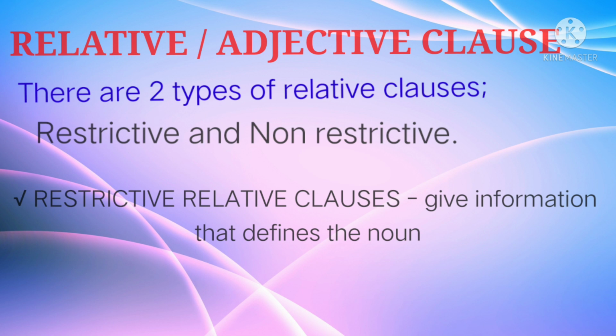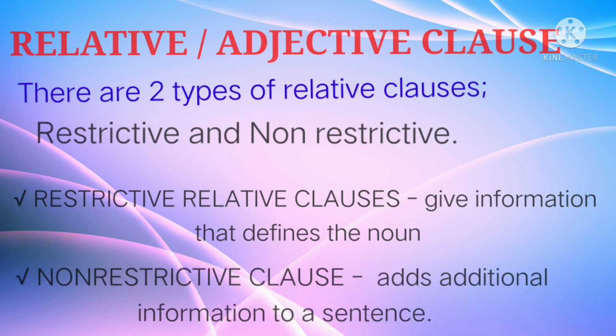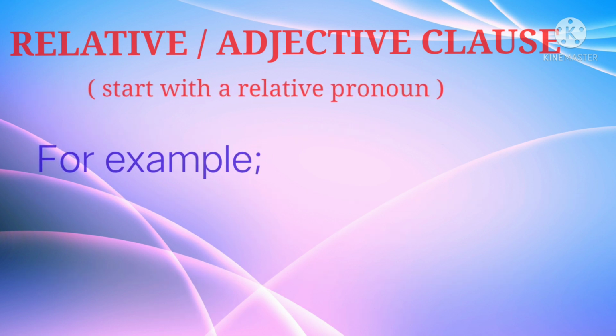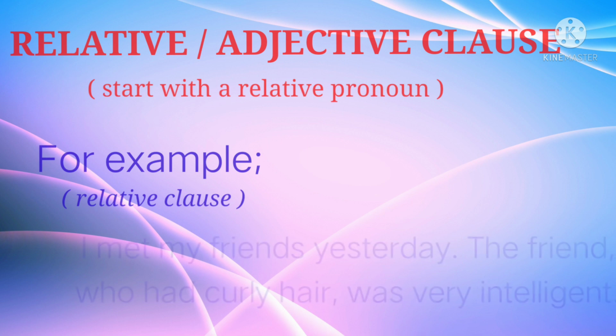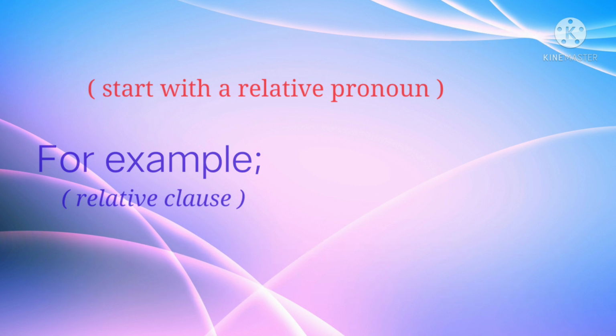Use that or which for non-human nouns. Use that or who for human nouns. Do not use commas. A non-restrictive clause adds additional information to a sentence. The commas almost act like parentheses within the sentence. If the information between the commas is omitted, readers will still understand the overall meaning of the sentence. Relative or adjective clauses start with a relative pronoun. For example, I met my friends yesterday. The friends who had curly hair were very intelligent.